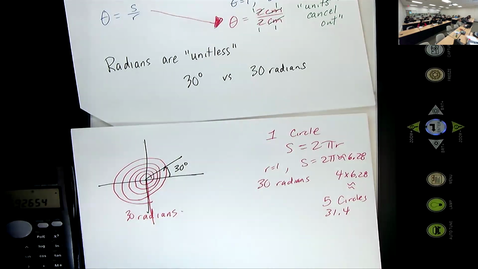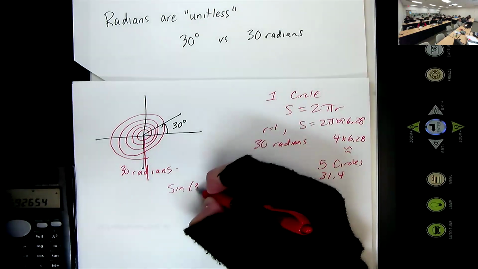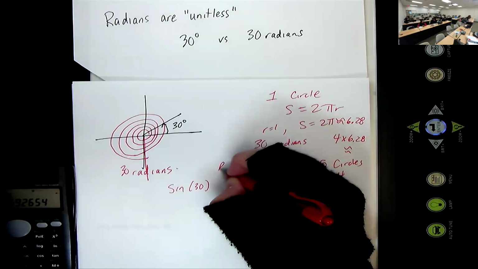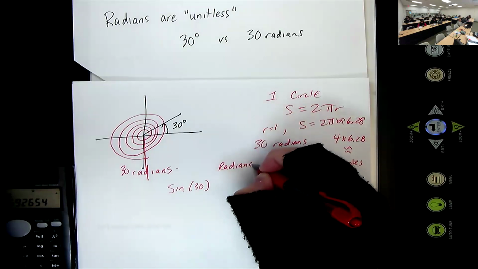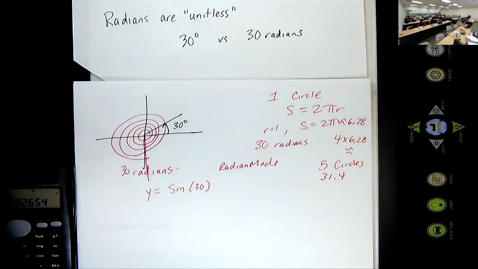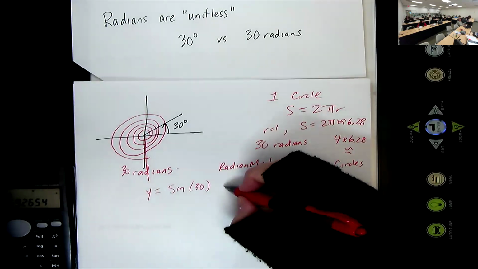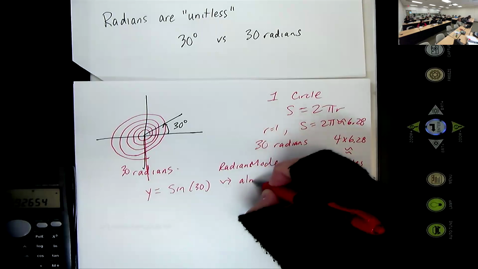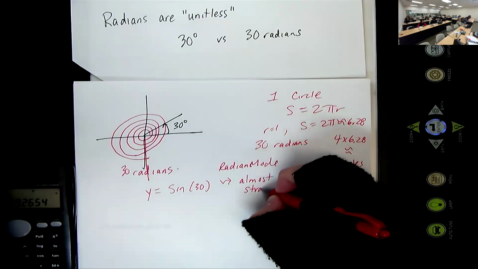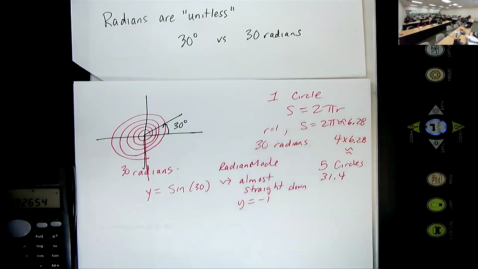They are different. It's very important that you know that they're different. So when I did sine of 30, and it's in radian mode, it's showing me that sine, and remember sine is y, is almost directly straight down, which would be y equals -1. It said -0.98 or something like that.